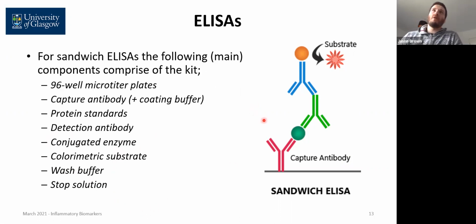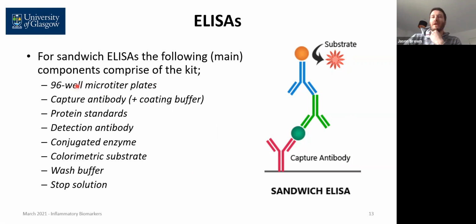So these are the main components that make up an ELISA kit that you buy from a company. And this on the right-hand side just shows a schematic highlighting the biological principle of an ELISA. What I'll do in the next few slides is go through and talk about each of the individual components and what they do. And I actually have a video in the next slide that should hopefully help to describe the process.